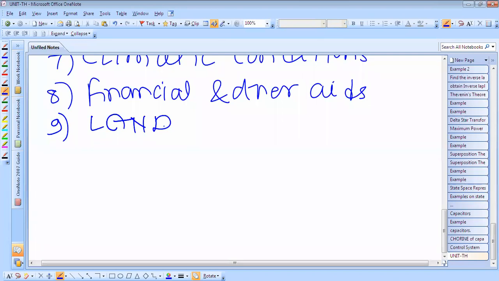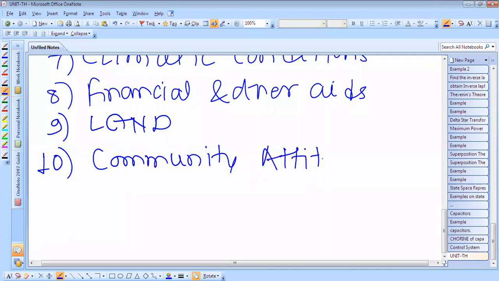Next is the community attitude. This is also very important. Community attitude. Success of industry depends very much on the attitude of the local people and whether they want work or not. So the community attitude is also very important.